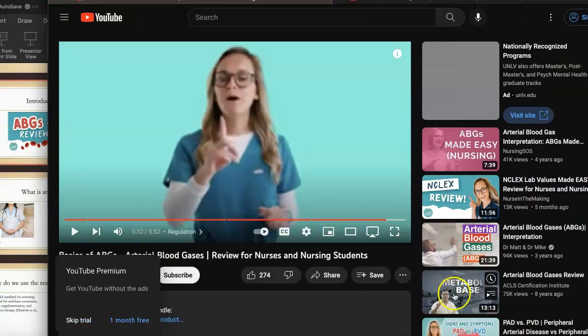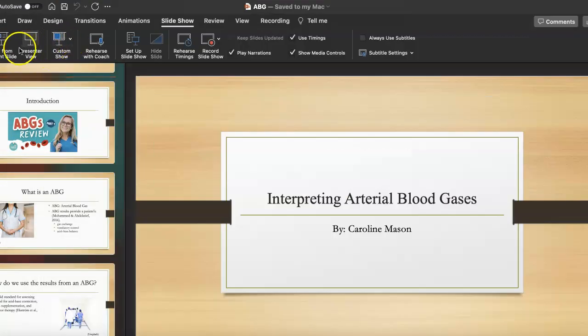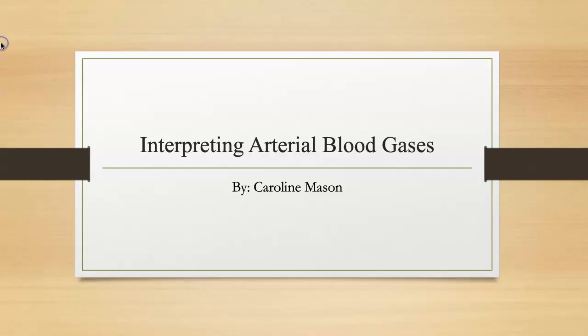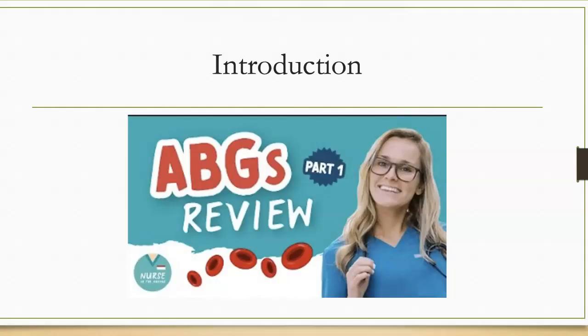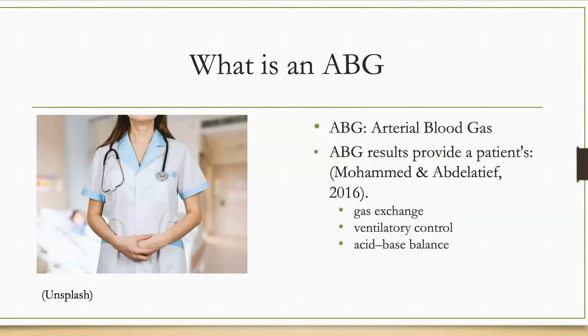Okay, so from that video, we did learn some great information that we're going to continue to implement within this course. So, next up, we're going to talk about what is an ABG. First off, an ABG is an arterial blood gas. As she said in the video, it's either obtained off of an arterial line or an arterial puncture.